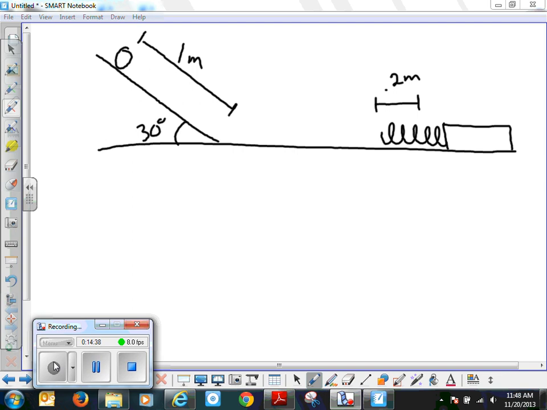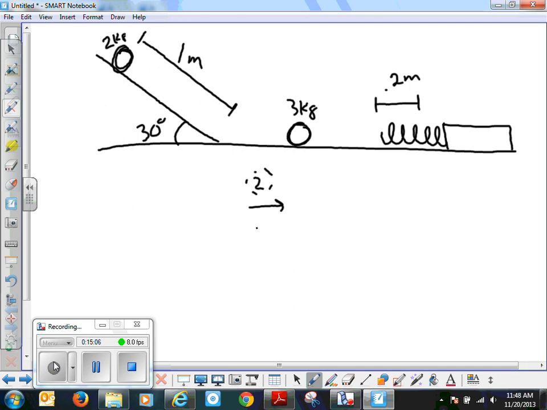So this ball runs into another ball right here. And we'll have to give these balls some masses. So we'll say this one is 2 kilograms. We'll say this one is 3 kilograms. And we'll say that the velocity after the collision, so after 2 strikes 3, there's going to be a velocity of 0.1 meters per second for ball number 2. Okay, so that's what the givens are, and the question is, what's the spring constant?